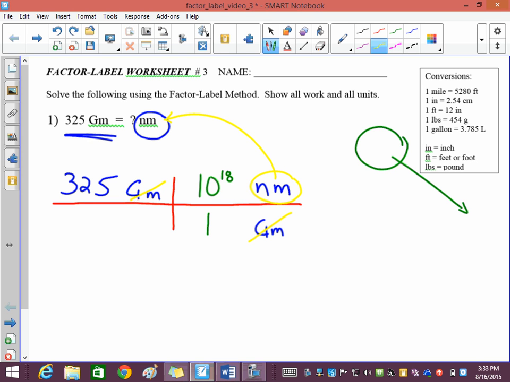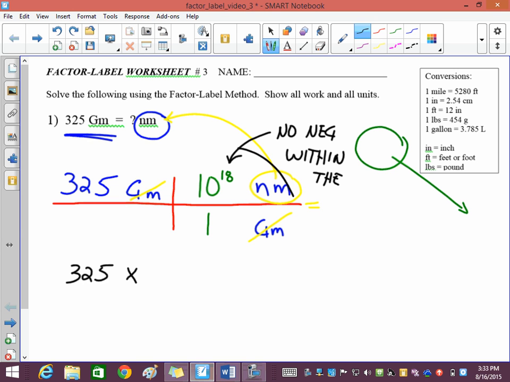So when typing this information in, again, 325 times, however it is that you do your 1 times 10 to the positive 18. And again, no negative exponents within the problem. And again, this is within the question, or within the problem. So within the problem is right here.